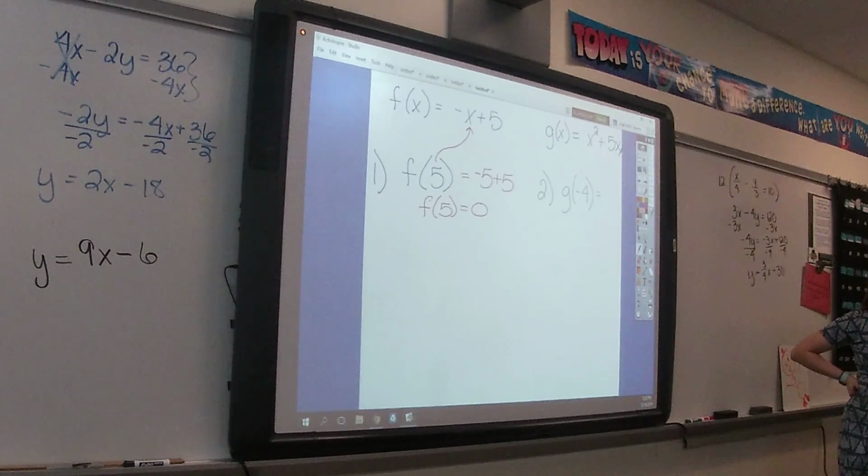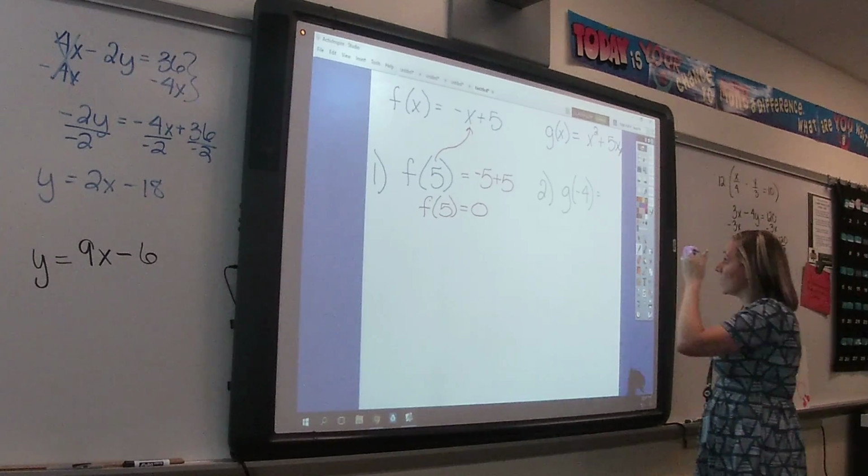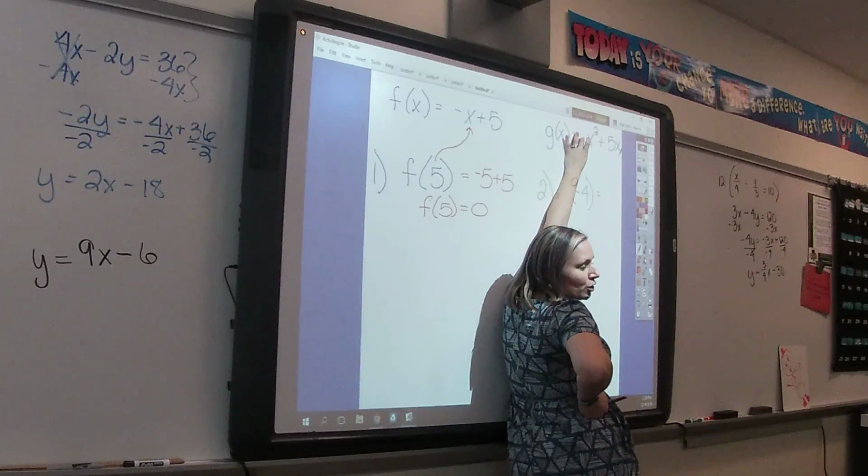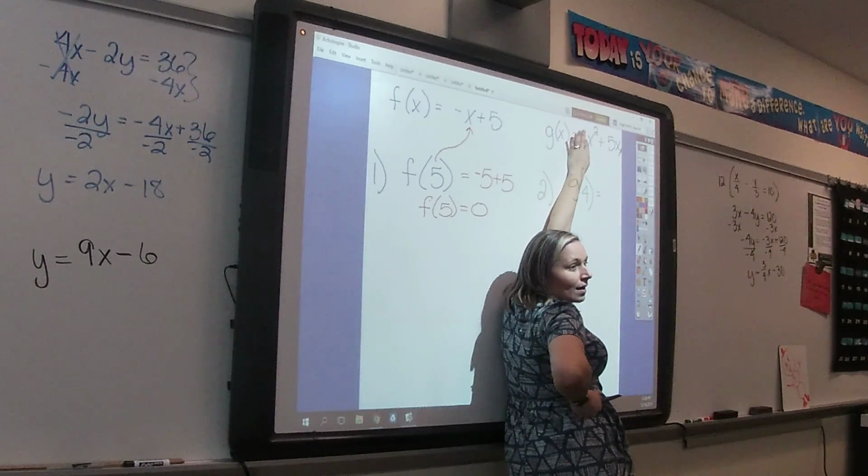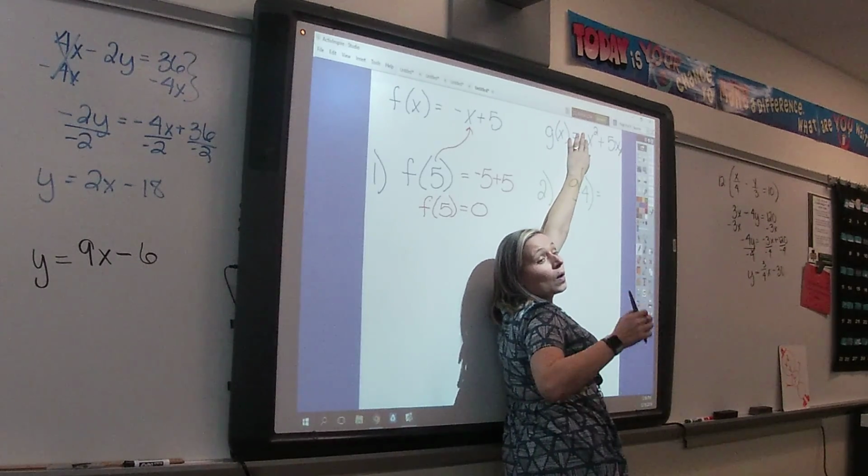What do we get, Lucy? Negative 4. Did we get anything else? Any negative 36s? Okay, so we have to be really careful on this one. When we plug in this negative 4, what do we have to make sure we do? Negative 4 squared, so it's negative 4 times negative 4.